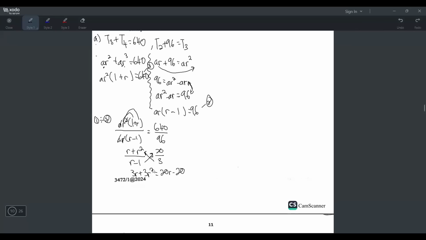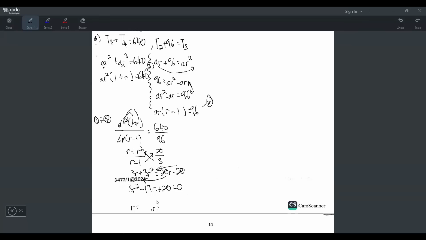So now it's a quadratic because we've got a square. When it's a quadratic, you have to move everything to one side equals 0, and then press the calculator. So 3R square, 3R minus 20 is negative 17R, minus 20 becomes plus 20 equals 0. Now you can use the calculator, and when you press this, you get two answers.